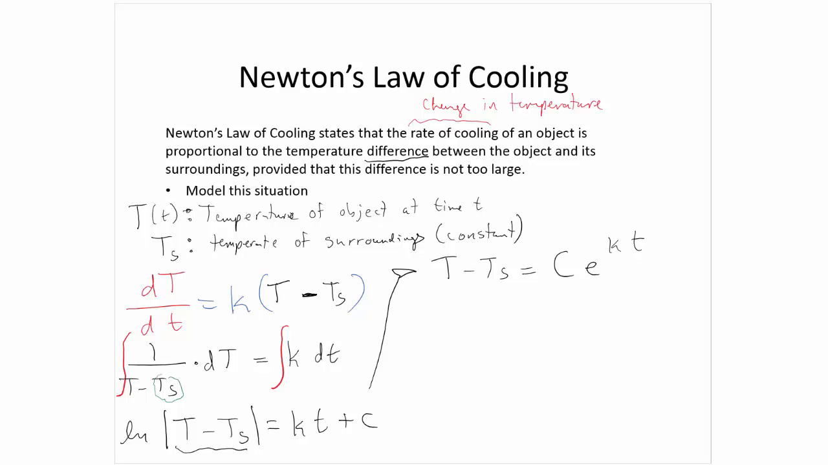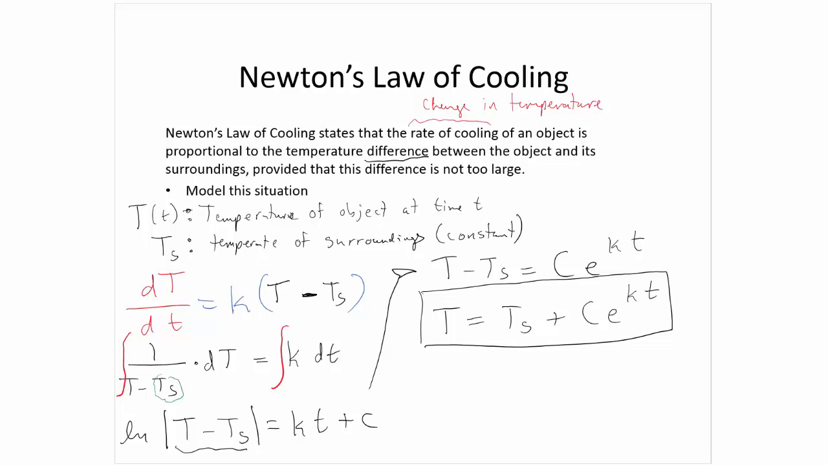And then I can solve for T, and so then T is equal to Ts plus c e to the kt. And there's our algebraic model for Newton's law of cooling. So we started with a differential equation model. We were able to solve it and come up with an algebraic equation, which is based on the temperature of the surroundings, some constant, and some k value.